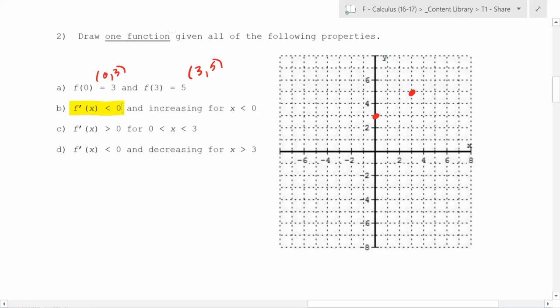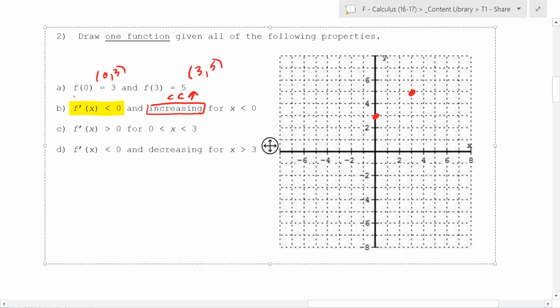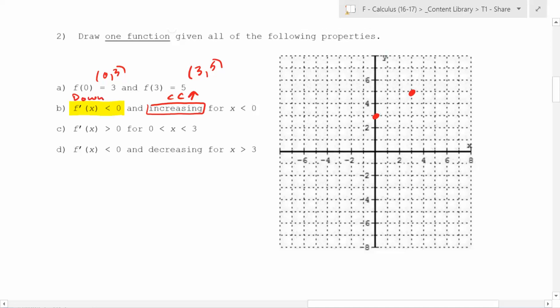F prime of x is less than 0 and increasing for x is less than 0. So what does increasing tell you? It's concave up. So the derivative is negative and it's concave up. The derivative being negative means is it going downhill or uphill? Downhill. So for x less than 0, all the way up until x is 0, it's going downhill and concave up.